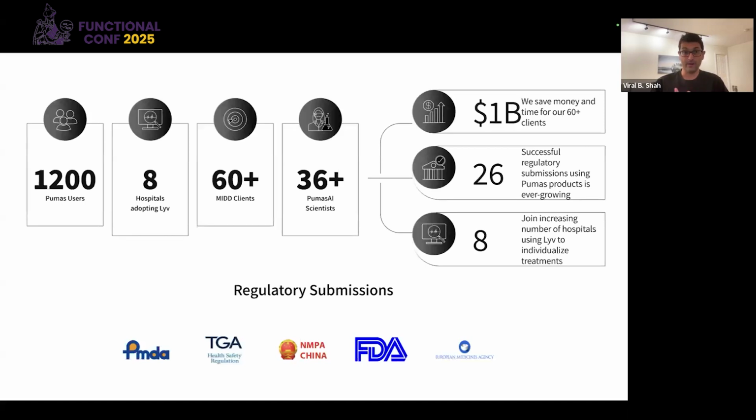There are over 1,200 pharmacometrics users out there, lots of hospitals, lots of companies. There have been over 26 regulatory submissions using Pumas, FDA submissions, where Pumas is actually being used to make regulatory submissions. And the FDA has certified that Pumas and Julia are acceptable systems for submitting clinical trial analysis data. And it is estimated that together we have saved over $1 billion in time and money for our clients.